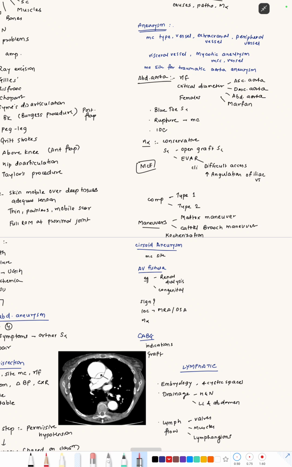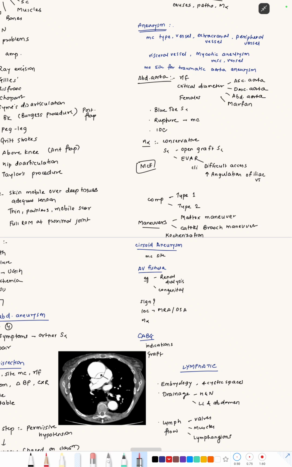Now conservative management is done if the patient is asymptomatic and if the size is less than 5.5 centimeters. If the size is more than 5.5 centimeters, even if the patient is asymptomatic, intervention is done. There are 2 types of surgeries: open graft surgery or the EVAR procedure, that is endovascular aneurysm repair.